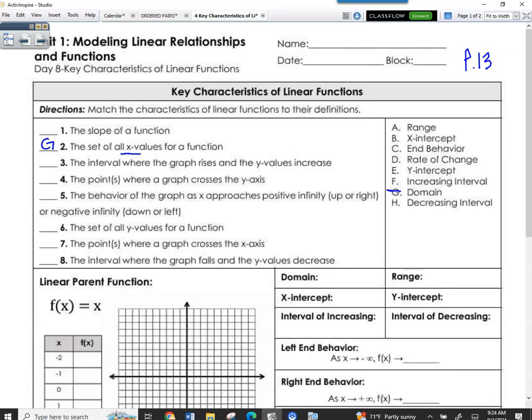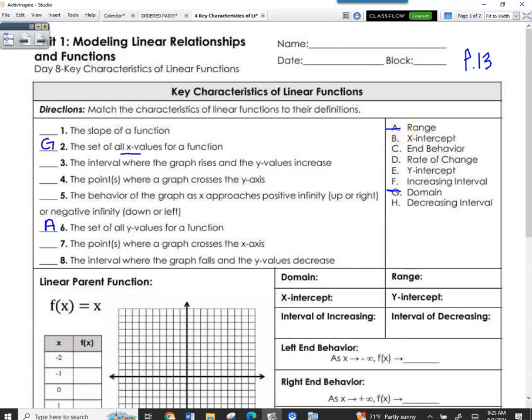The interval where the graph rises and the y value increases. The point where a graph crosses the y-axis. The behavior of the graph as x approaches positive infinity or negative infinity. The set of all y values for a function. What's that? Range. Range is A.